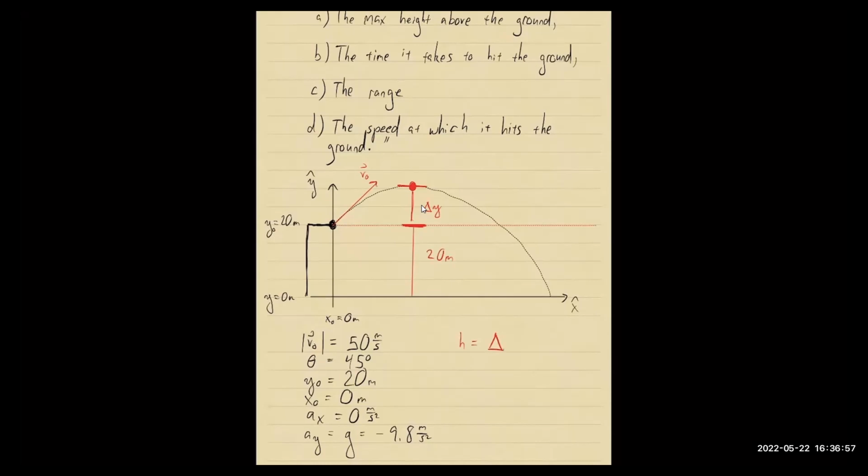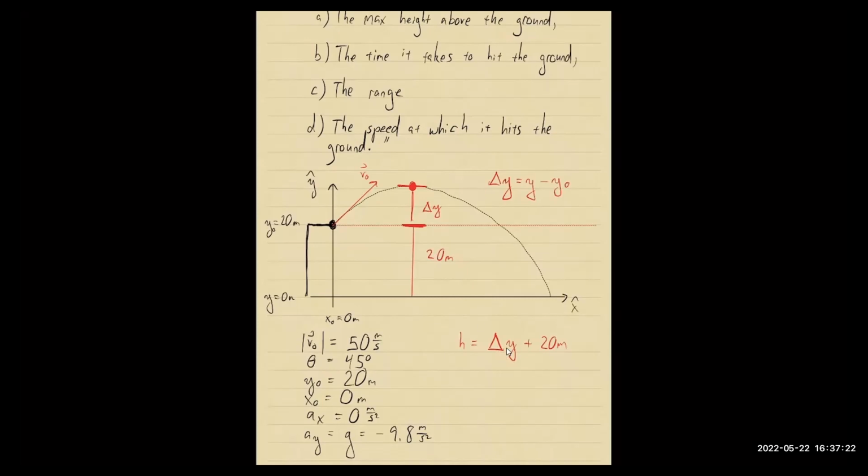Because if you remember, that delta y is just our final position in the y direction minus our initial position. So it's this little bit here. So our total height above the ground at max height is going to be our displacement in the y direction at max height plus the height of the building. So part A is really asking us to find delta y.